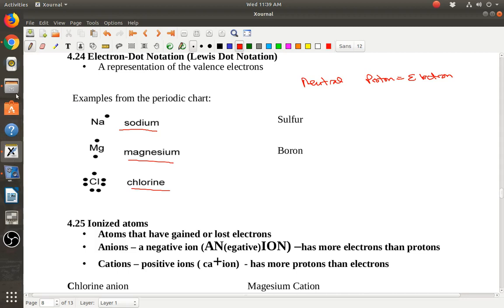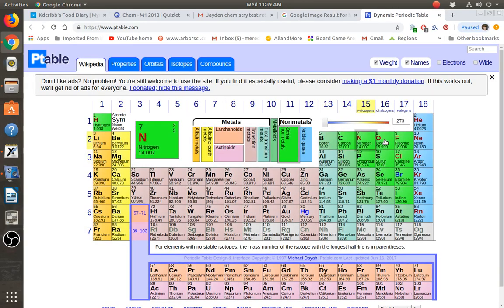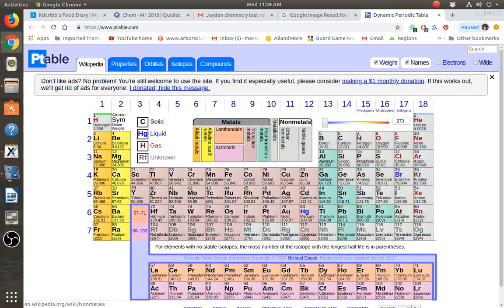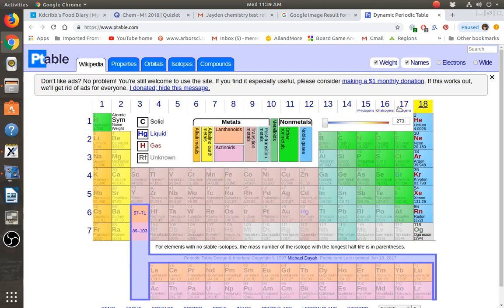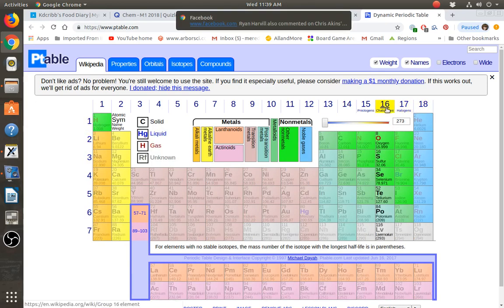I'm going to pull up an interactive periodic chart here. So, for instance, there's sulfur, and sulfur is element number 16. It's in this group, which you didn't have. This one doesn't have the group numbers in front of it, but this is group 16 as well, because that's 17 and that's 18. Oh, there it is. There's the group number right there at the top. You see the group number?